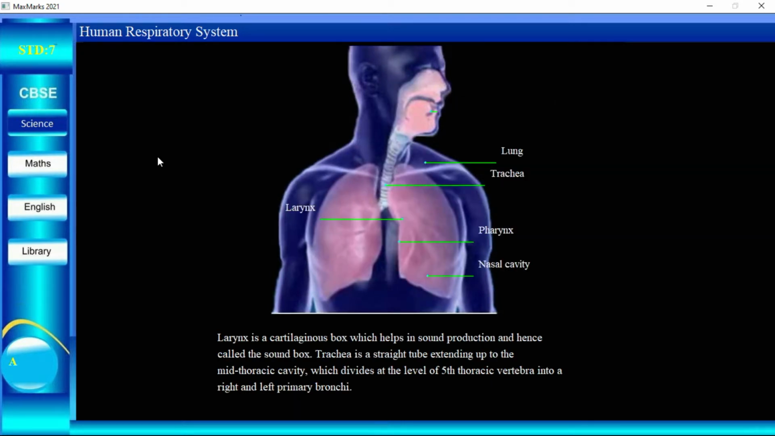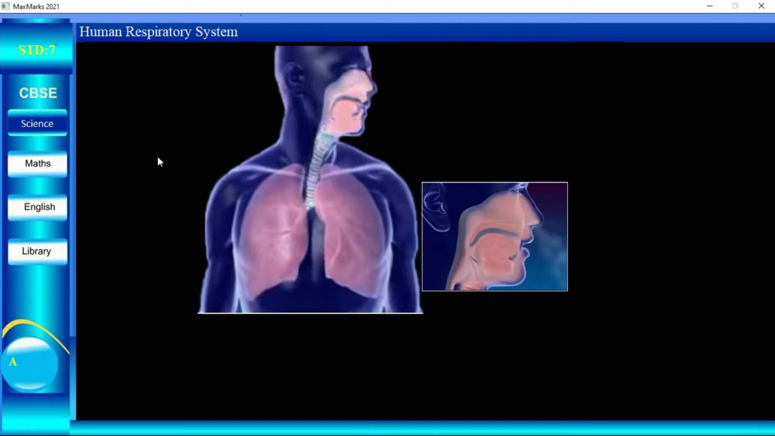Larynx is a cartilaginous box which helps in sound production and hence is called the sound box. Trachea is a straight tube extending up to the mid-thoracic cavity, which divides at the level of the fifth thoracic vertebra into a right and left primary bronchi. We have a pair of external nostrils opening out above the upper lips. It leads to a nasal chamber through the nasal passage. The nasal chamber opens into the nasopharynx, which is a portion of the pharynx, the common passage for food and air.